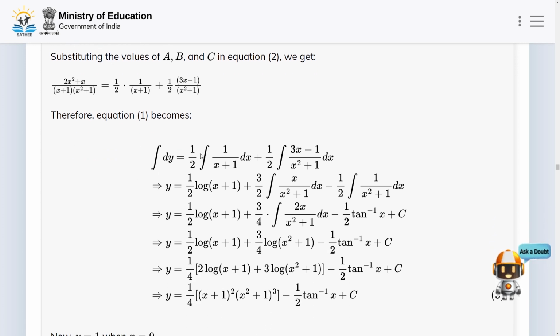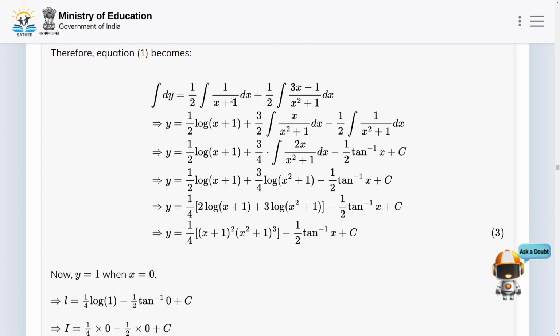So the integral will be half of the integral of 1 by (x plus 1) dx plus half of the integral of (3x minus 1) divided by (x square plus 1) dx. The first integral is just directly log of (x plus 1), and the second integral we can separate. It can be rewritten as two different integrals: x divided by (x square plus 1), and another one, 1 by (x square plus 1).